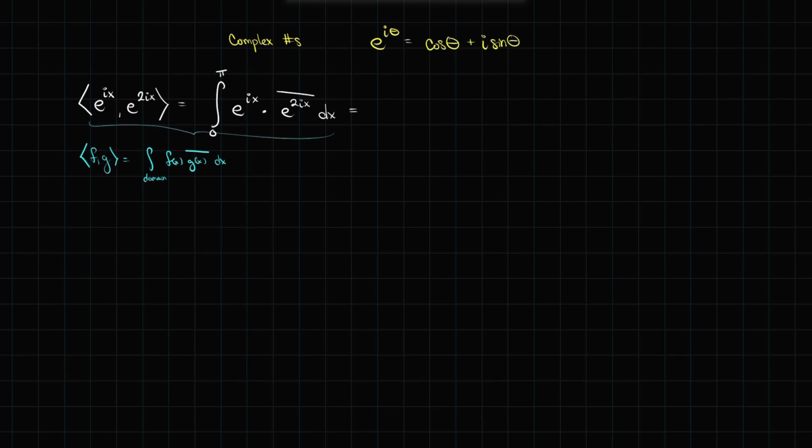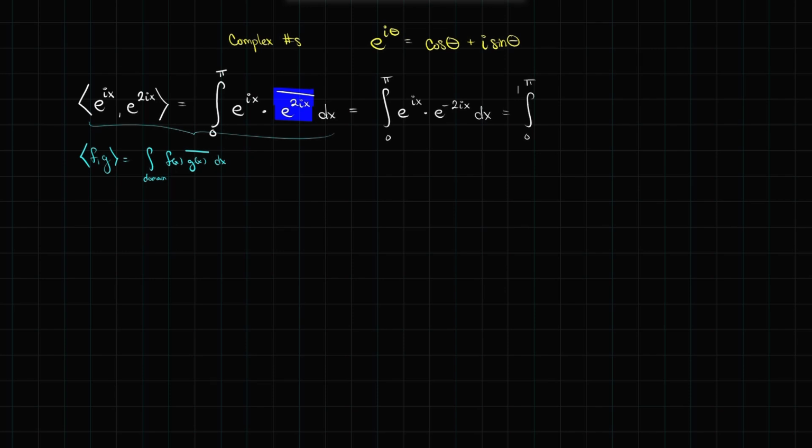Okay, so what does a conjugate do? Well, it just replaces an i with a negative i. So I'm going to replace every i with a negative i there. The integral from 0 to pi of e to the ix times e to the minus 2ix, because I replaced i with negative i, dx.